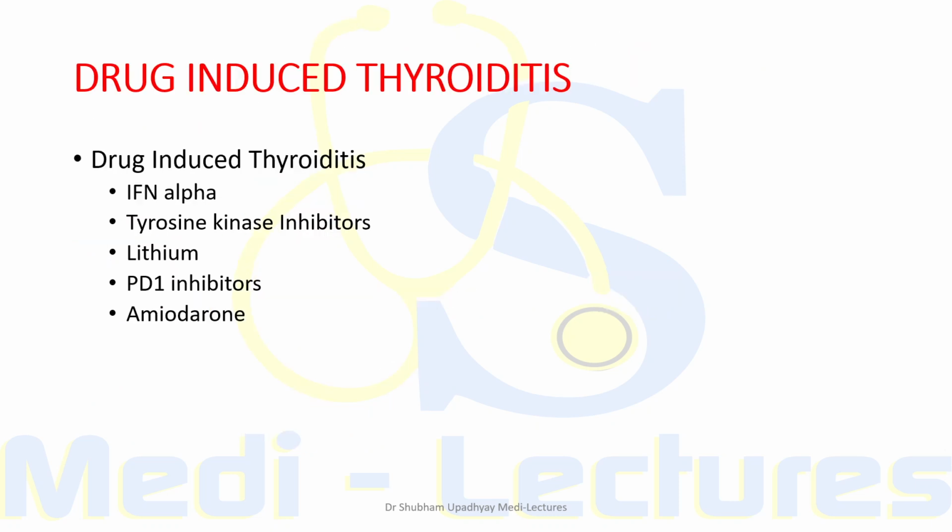Now, an important slide, that what all drugs can lead to thyroiditis. So, interferon alpha, which is used in the treatment of chronic hepatitis B, chronic hepatitis C and some malignancies, is associated with thyroiditis in about 5% of the cases. Tyrosine kinase inhibitors like nilotinib, etc., which are used for various malignancies, these can lead to thyroiditis. Lithium can lead to goiter, which is associated with hypothyroidism.